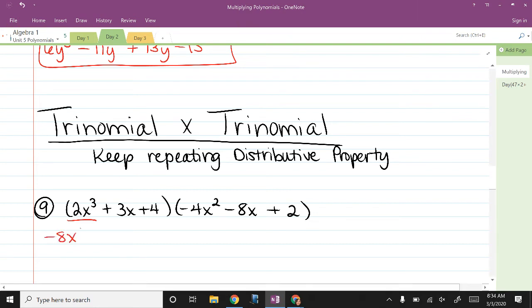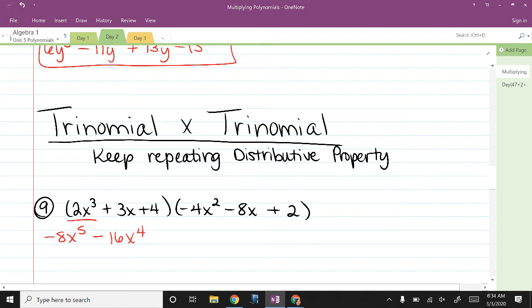Negative 8x to the 5th. Yes, you add your exponents. All right. So 2x cubed now times negative 8x is what? Negative 16x to the 4th.